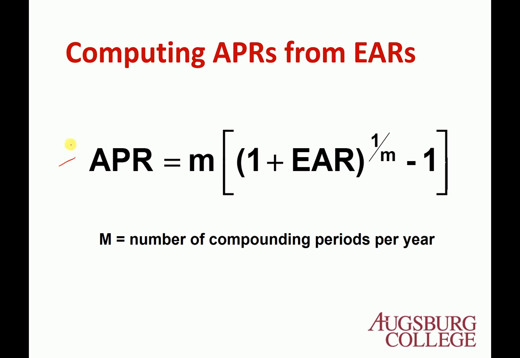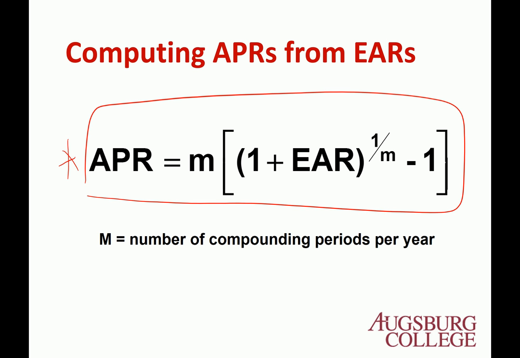This is the APR formula. This is basically the rearrangement of the ER formula. So just for your information, FYI.